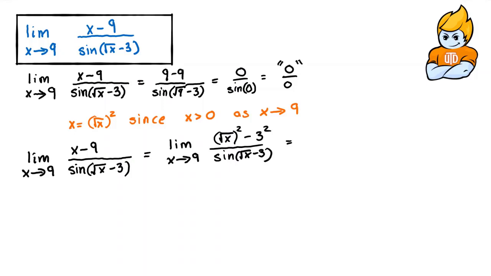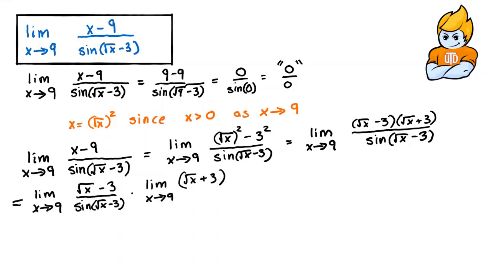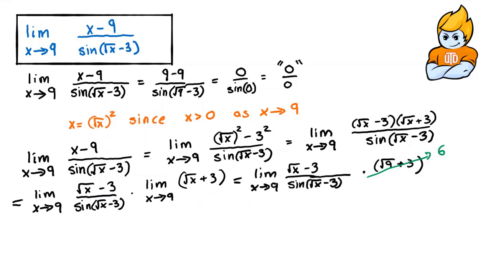Rewrite the numerator as the difference of two squares, square root of x squared minus 3 squared. This will allow us to factor the numerator into a product of conjugates. Rearrange and compute the limit of the factors separately. The limit of the second factor can be evaluated directly to get 6. And we'll use our special trig limit to find the limit of the first factor.